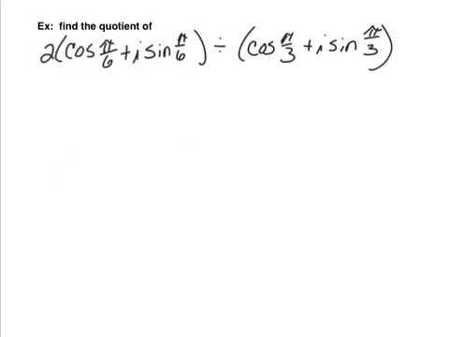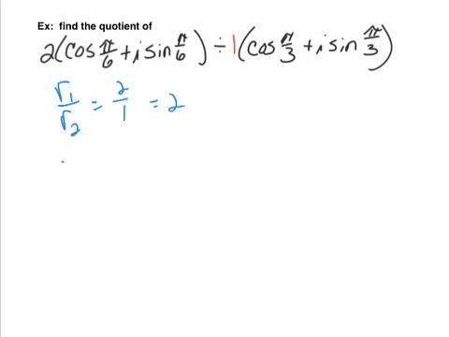Alright, so here's an example of how this works. I want to find the quotient of these two complex numbers that are in polar form. 2 cosine of pi over 6 plus i sine pi over 6 divided by cosine of pi over 3 plus i sine of pi over 3. So when you don't see the coefficient there, that's an implied 1. So I want to divide the moduli, R1 over R2. That's going to be 2 over 1, so that'll give us 2.